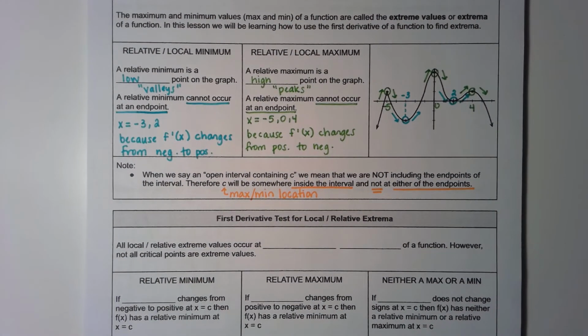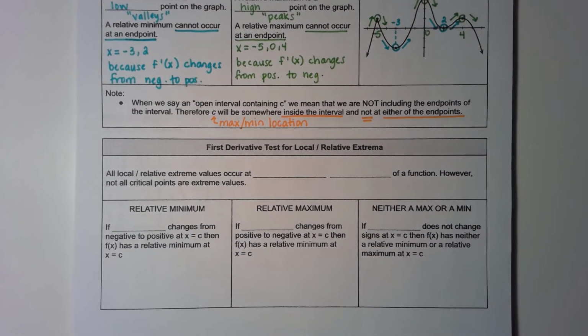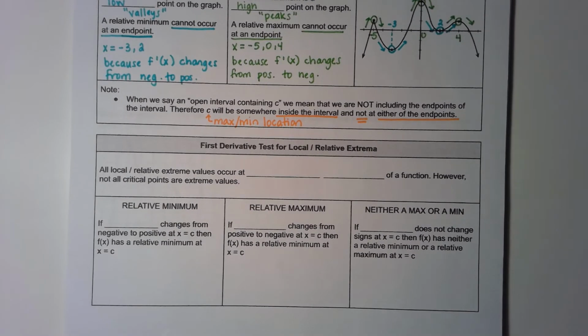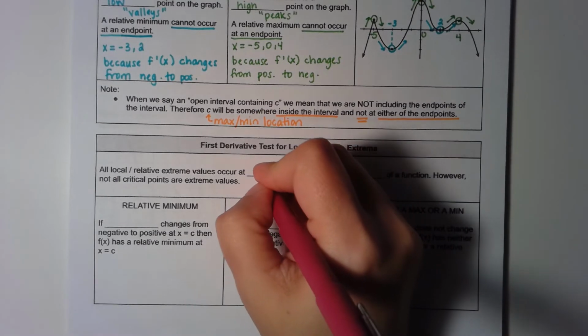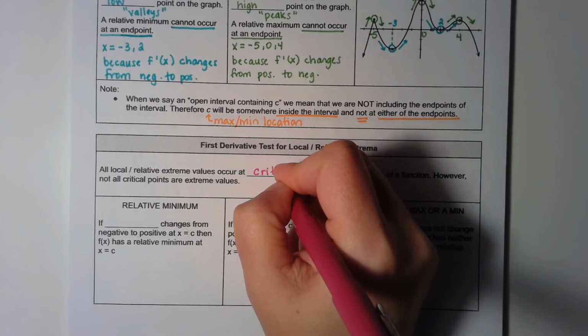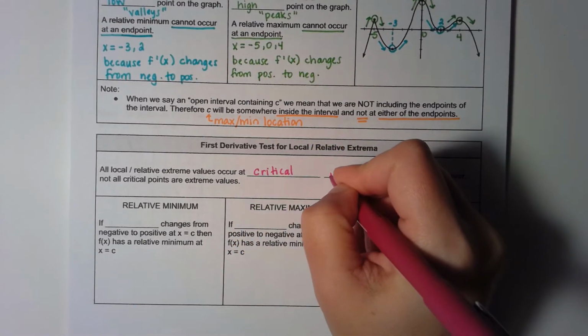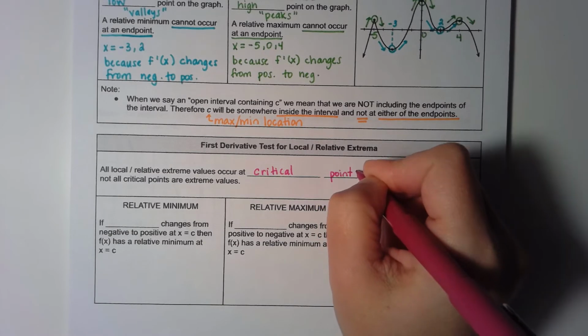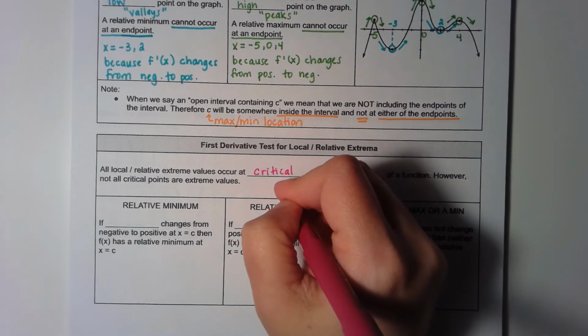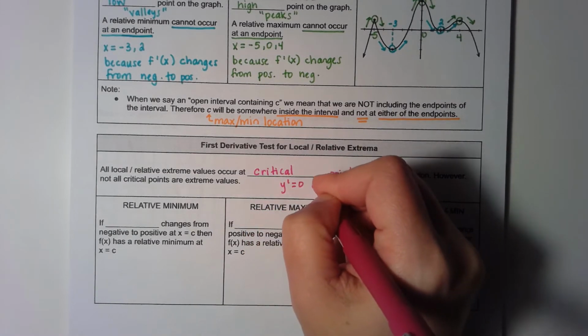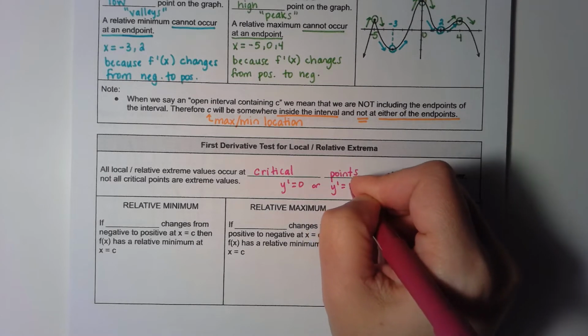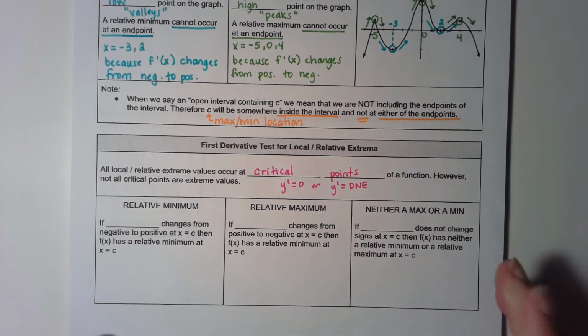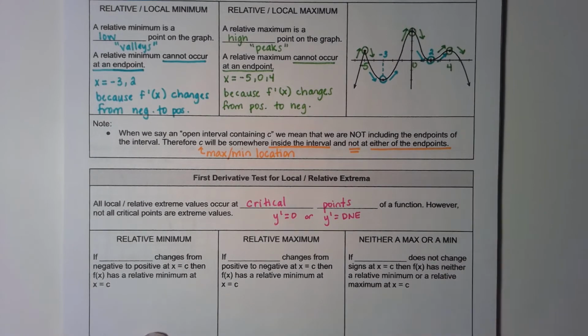Okay, now how can we find these values if we don't have a graph of the function? Well, what we're going to do is look at the first derivative. All local, or in other words, relative extreme values occur at critical points of a function. So they're all going to occur at places where the derivative is equal to 0 or the derivative is undefined. And we can confirm that by comparing it to what's happening on this graph.